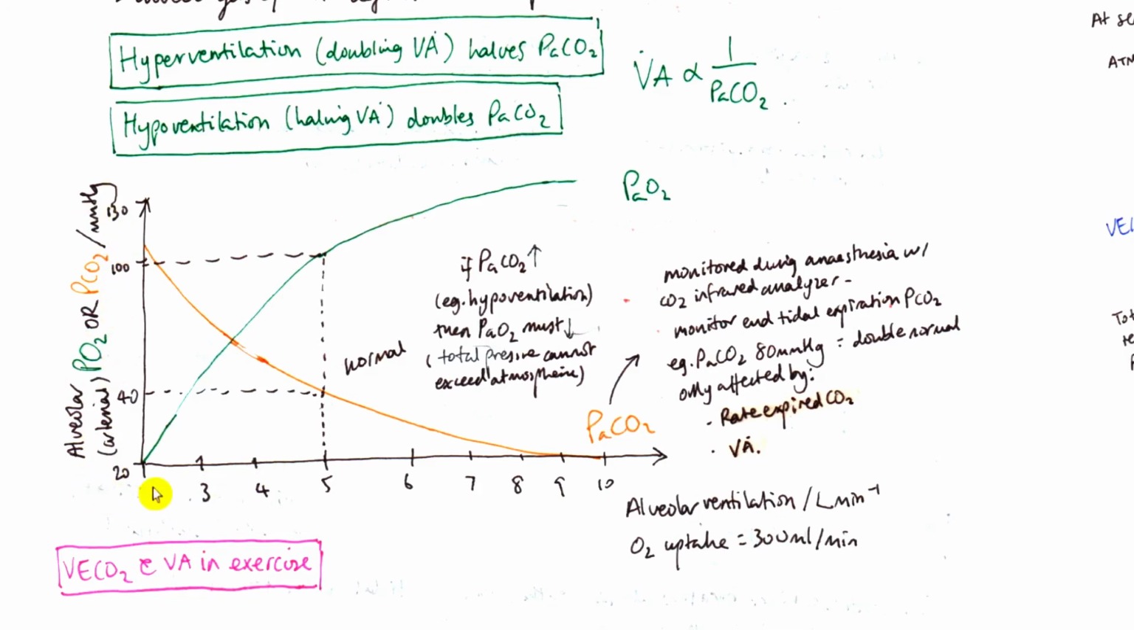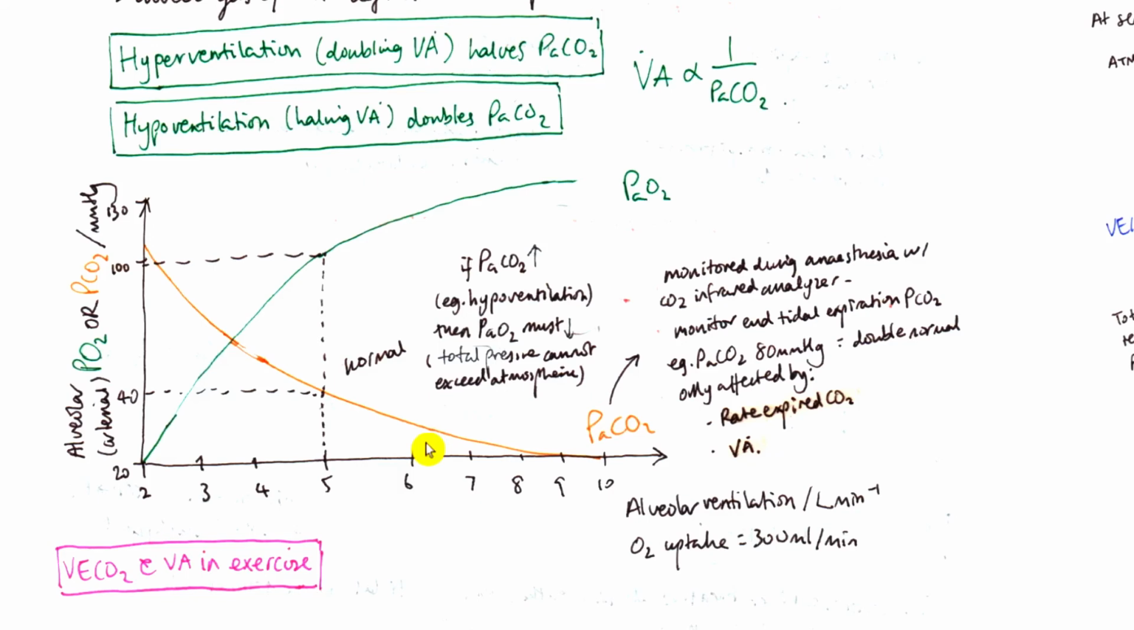So as we increase our alveolar ventilation, so as more fresh air reaches our alveoli, the partial pressure of oxygen in the alveoli will increase, and the partial pressure of carbon dioxide in the alveoli will decrease, and this is necessary because the total pressure can't exceed atmospheric pressure. So if partial pressure of oxygen increases, then partial pressure of carbon dioxide needs to decrease to accommodate for that.